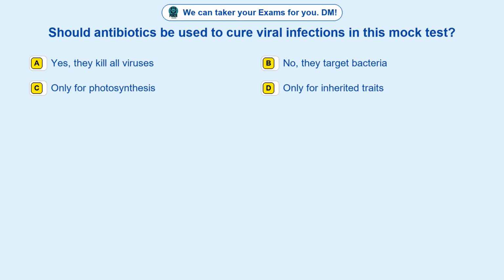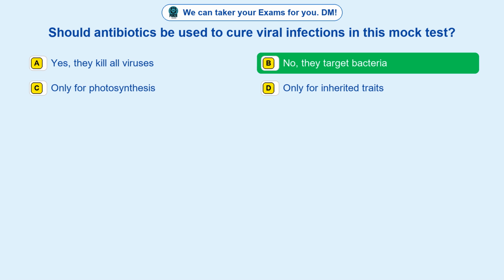Question 13. Should antibiotics be used to cure viral infections in this mock test? Option A. Yes, they kill all viruses. Option B. No, they target bacteria. Option C. Only for photosynthesis. Option D. Only for inherited traits.